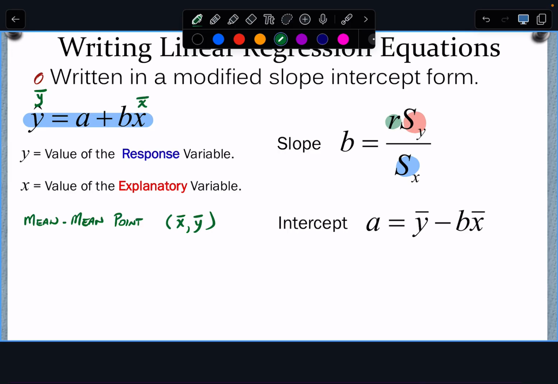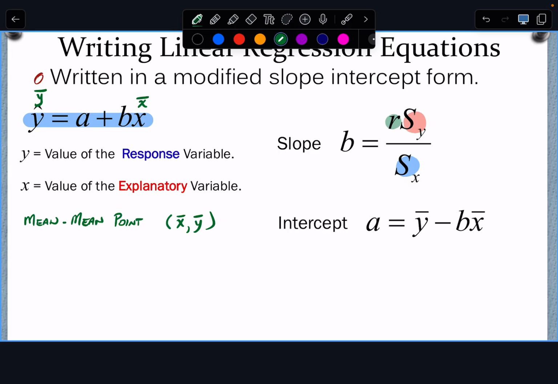I already calculated slope. So the only thing I'd be missing in my equation is a. If I subtract the bx over to the other side, I'm able to solve for a and get that y-intercept, that starting point for my regression line.